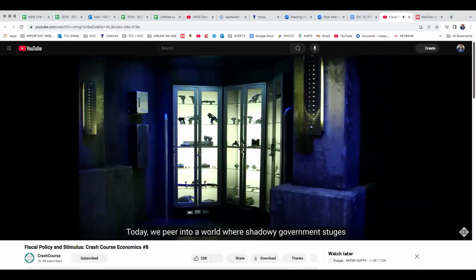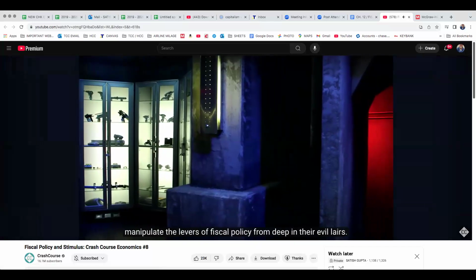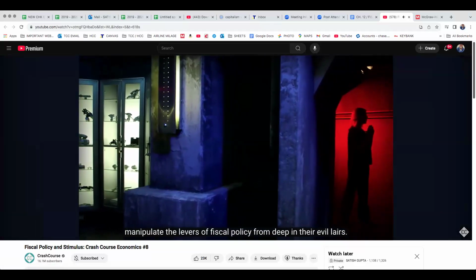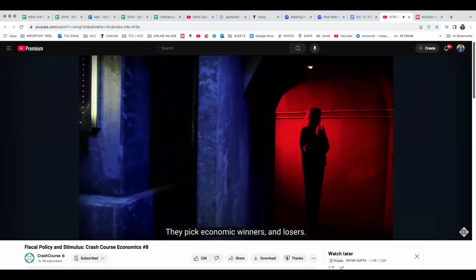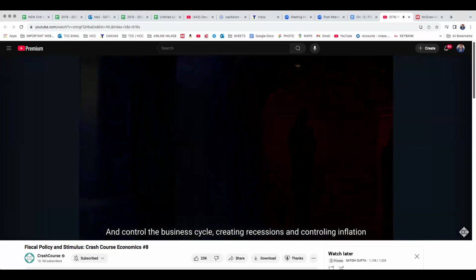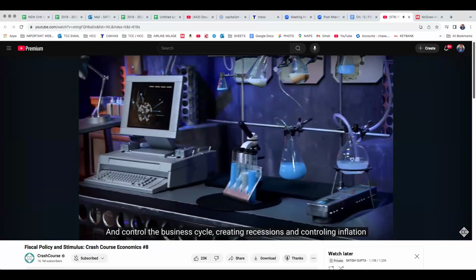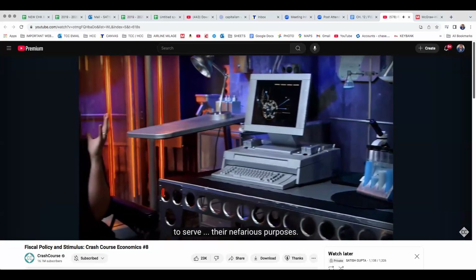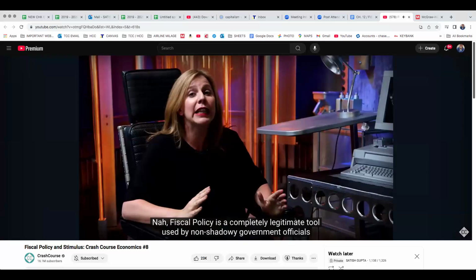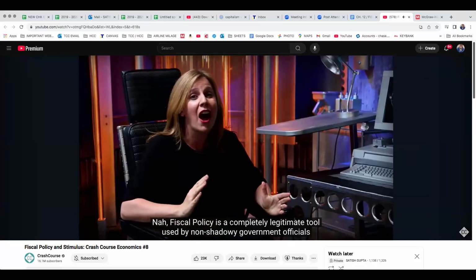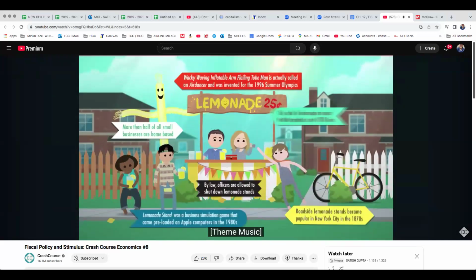Today, peer into a world where shadowy government stooges manipulate the levers of fiscal policy from deep in their evil layers. They pick economic winners and losers and control the business cycle, creating recessions and controlling inflation to serve their purposes. Nah, fiscal policy is a completely legitimate tool used by non-shadowy government officials to correct fluctuations in the economy.